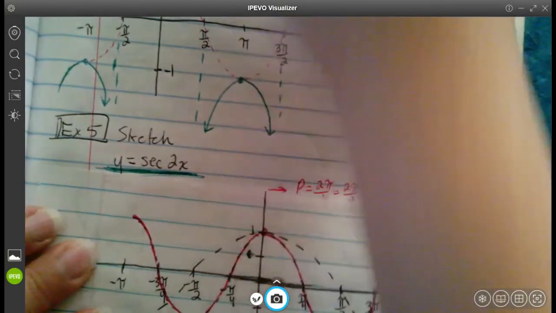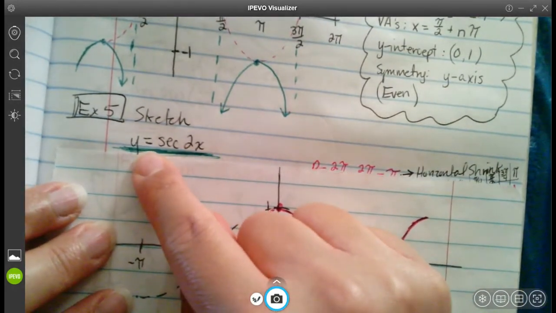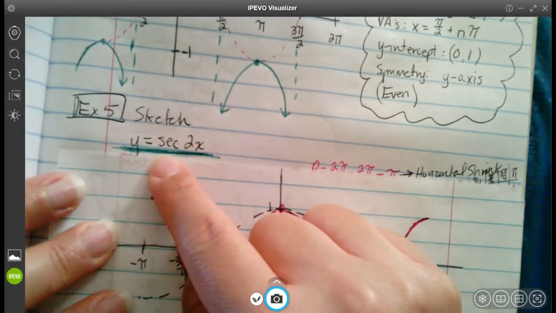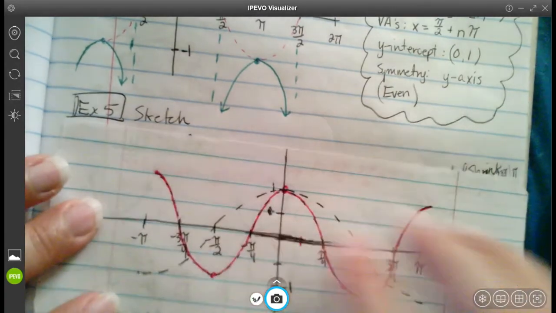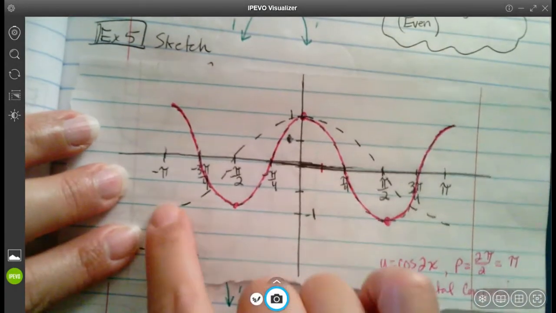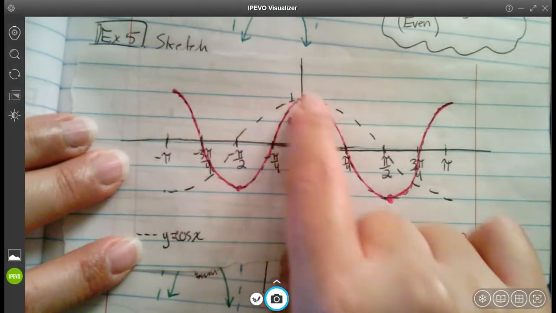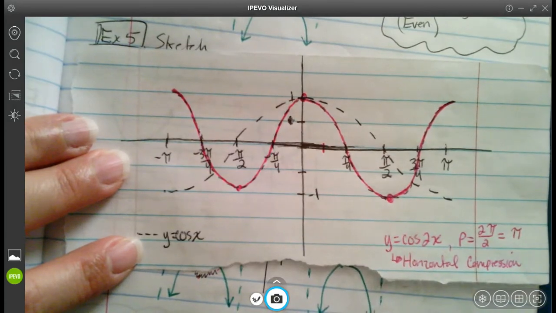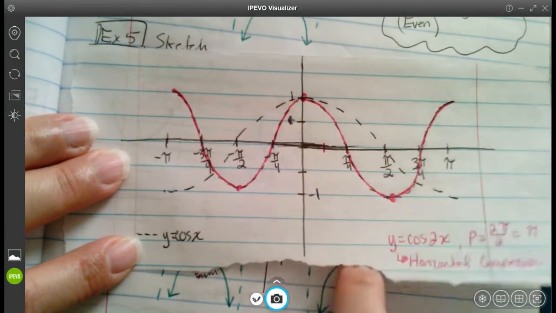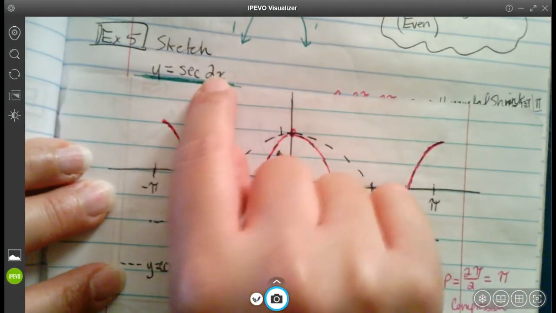Just like the one before, we're going to go ahead and do a double sketch. This is what we're doing, y equals secant of 2x. So what I did first here is I graphed cosine of x, which is the dotted one, because remember this is the reciprocal of cosine. So there's cosine. And I also graphed y equals cosine of 2x, because that's what's going on here.